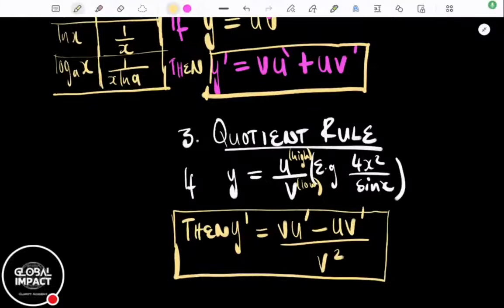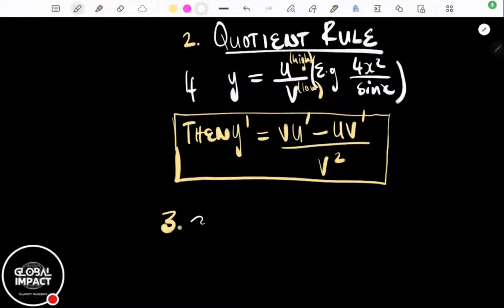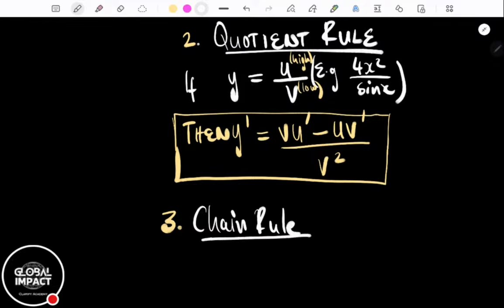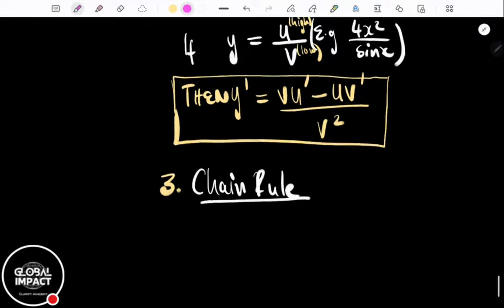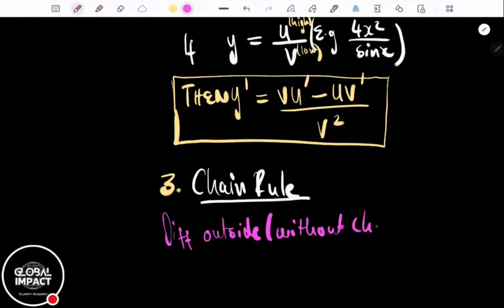Now let's go to the third, rule number 3. I don't know why I called quotient rule number 2. This is going to be the chain rule. Chain rule, yes. Are you sure? Yes. What is the chain rule and what does it say? I'm going to teach you the situations and give you many examples. But the chain rule says you should just differentiate the outside without changing the inside.